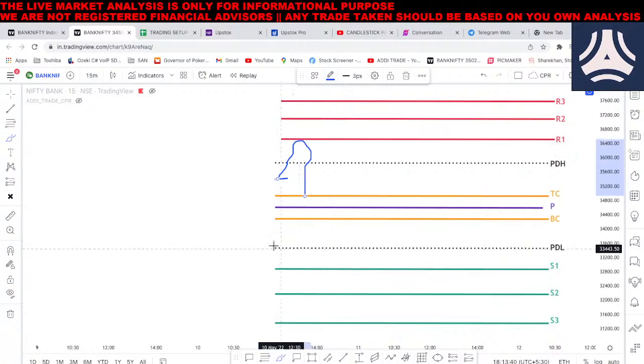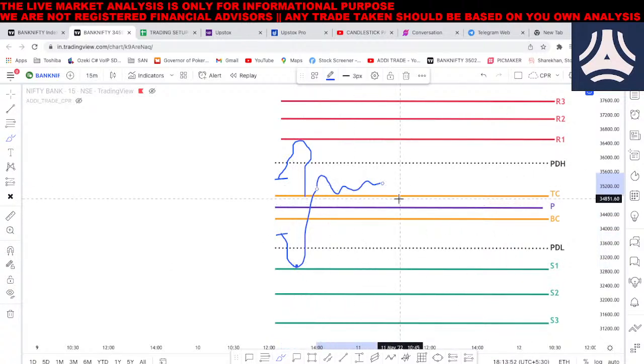And the same thing on the bottom side. If we open between the CPR and the previous day low and S1, most likely we will come down, take support and get a quick reversal. Then we might be sideways and a trade might come later on around like say 12 or so. But these reversal trades will be pretty quick. I'll be showing you some examples.